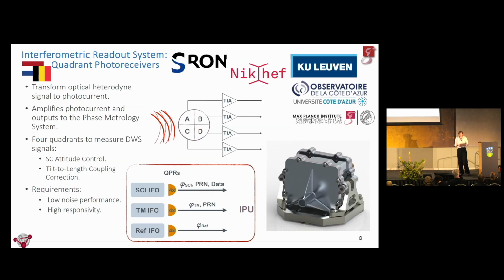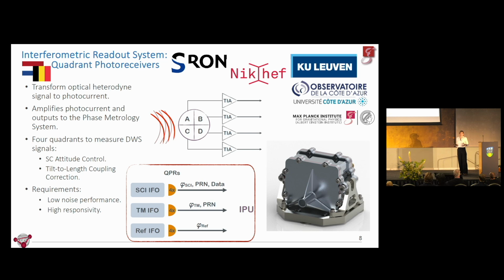So now I would like to talk about the interferometric readout system, and the first part that is hosted on the optical bench are the quadrant photoreceivers. Quadrant photoreceivers are being developed in Netherlands by Esron and Nikhef with the support of KU Leuven that is responsible for the front-end electronics. So quadrant photoreceivers transform the optical signal coming from the 3 interferometers into photocurrent. This photocurrent is being amplified in transimpedance amplifiers and sent to the interferometric processing unit for further processing.